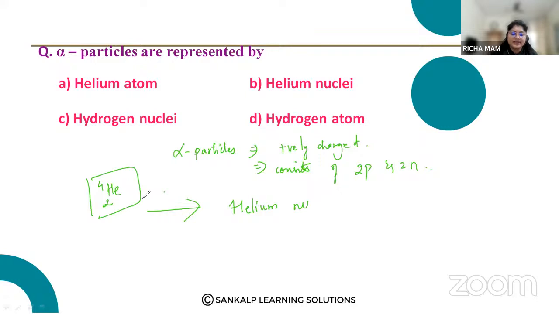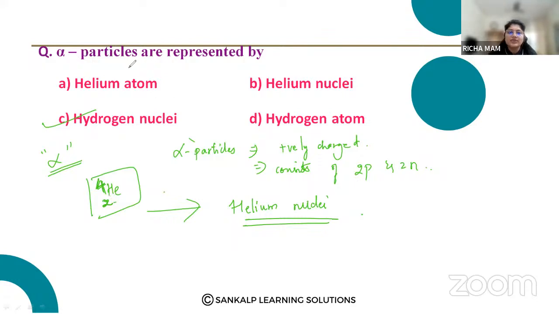So how are they represented? They are represented as alpha. Helium is represented by helium nuclei. So how is your alpha particle represented by helium nuclei? What does the helium nuclei consist of? It is He with 4 and 2. So 4 is the mass number and 2 is the atomic number.